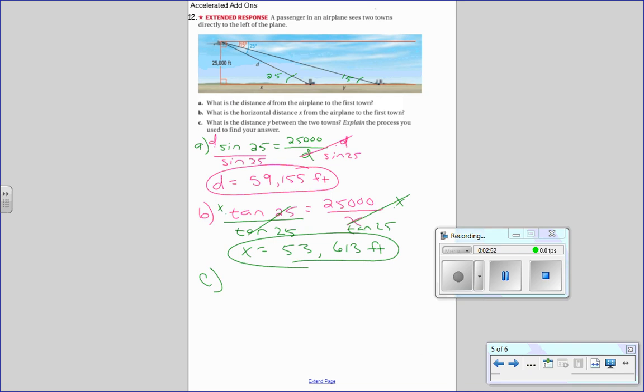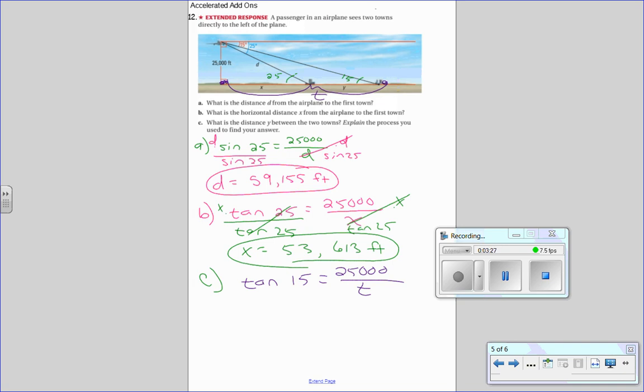So I actually came up with a third variable, t, for total distance from this point here below the plane all the way over to that second town. And I'm going to find t, and then I'm going to subtract off x, and that'll leave me with y. So to find t, I use tangent. Tangent of 15 degrees is 25,000 over t, the total distance. Multiply both sides by t, divide by tangent 15. So 25,000 divided by tan 15.